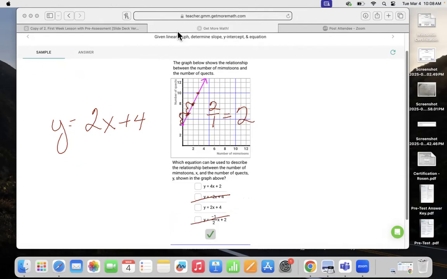So if you need any more help, let me know. But hopefully at this point, we're good to go. And if not, schedule a meeting with me so we can make sure that we are ready to move away from this type of linear functions. 10 points, get more math.